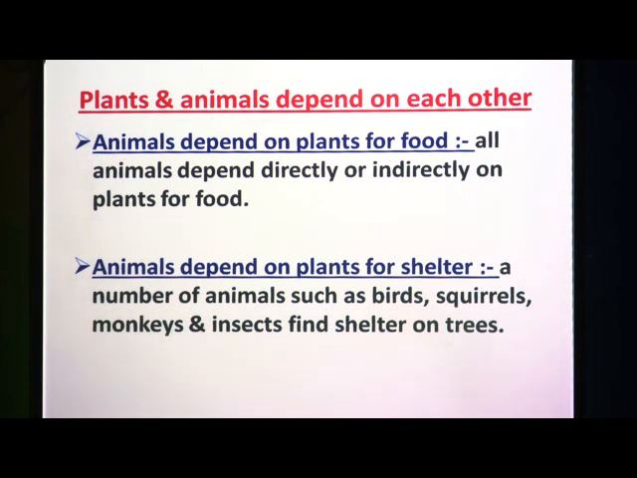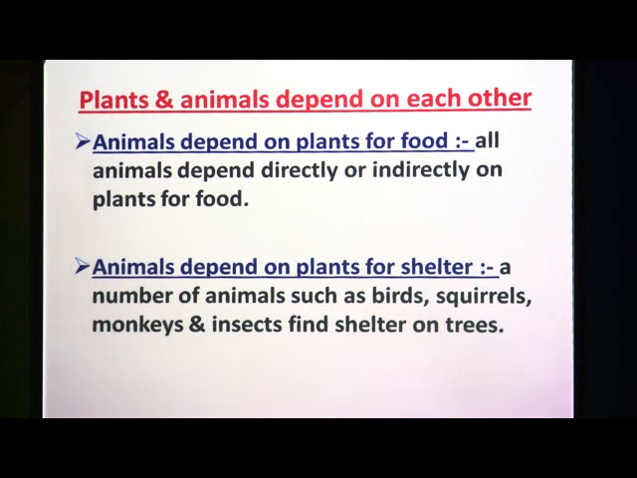Then animals depend on plants for shelter. Students, all animals need shelter to protect themselves from heat, cold, rain, and their enemies. Human beings can build their houses, and among all living things, some birds and some animals can also build their houses.